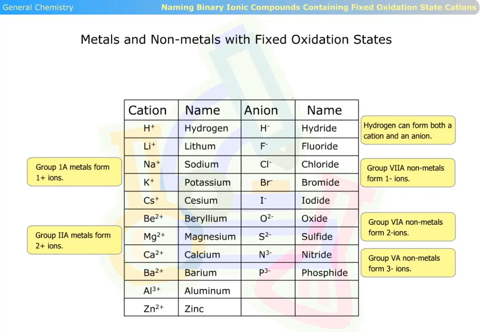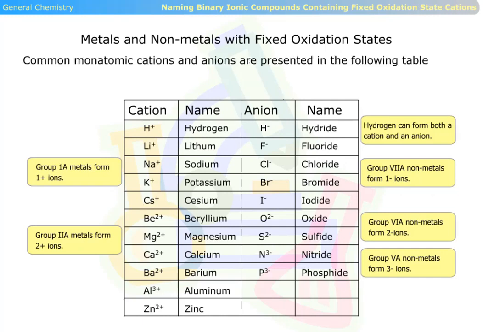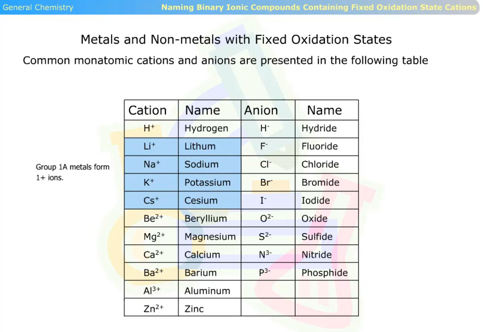Metals and nonmetals with fixed oxidation states. Common monatomic cations and anions are presented in the following table. Group 1A metals form 1+ ions. Group 2A metals form 2+ ions.